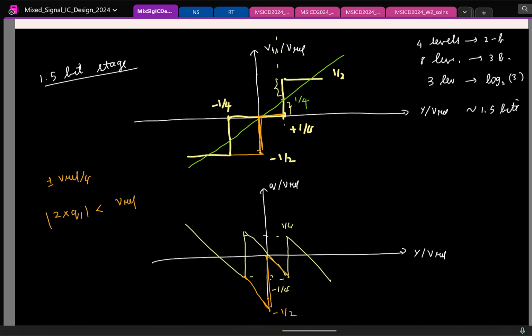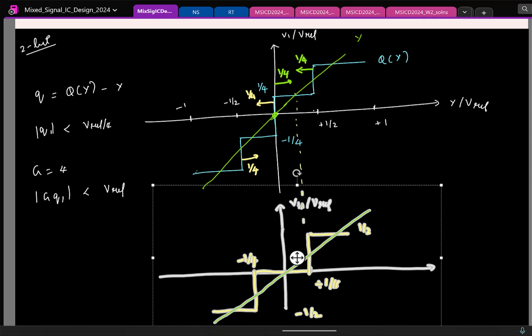You start, as usual, with the 2-bit, and you know that you can make an error of Vref by 4. So each reference voltage, let us say you have 2 of them. Here it is basically minus 1/2 and 0. So here you go to the right, here you go to the left, and come in between. Similarly, you can do this for higher bit resolution also.